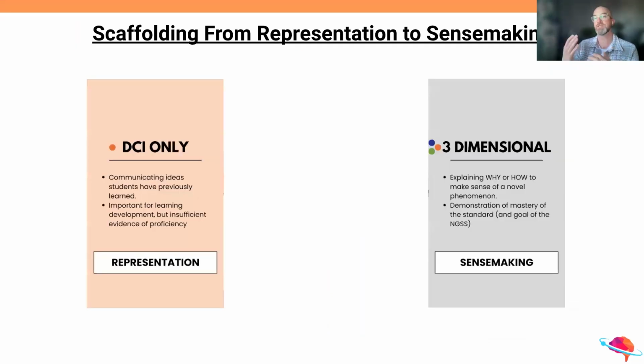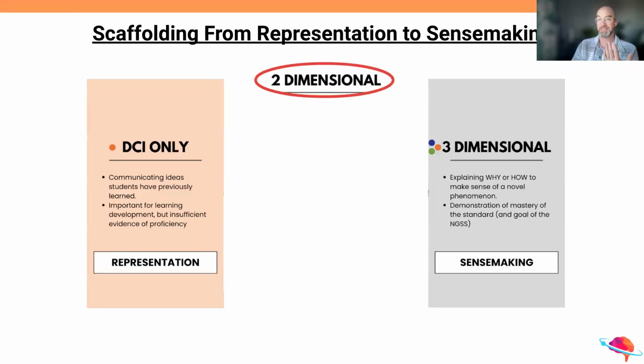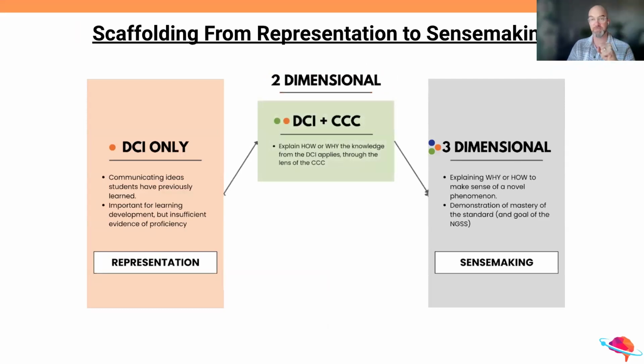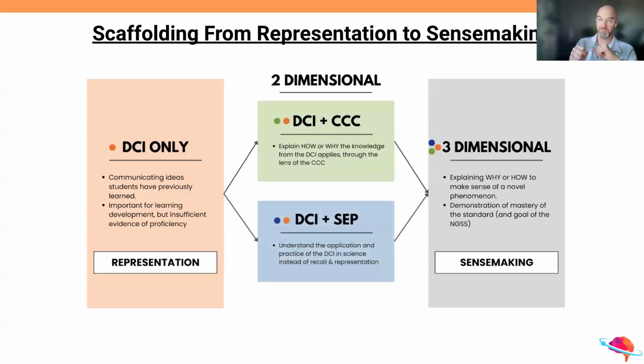So how do we get students up to this point where they can answer that question? So we'd like to propose that asking two-dimensional questions is one of the ways to scaffold them up to that point. We could ask them questions about the DCI and the cross-cutting concept, or the DCI and the SEP. And in this way, we can bring them up to the point where they can answer those super rigorous questions that are free response, or those drop-down menu questions that we see on that OSTP science released item that we looked at.